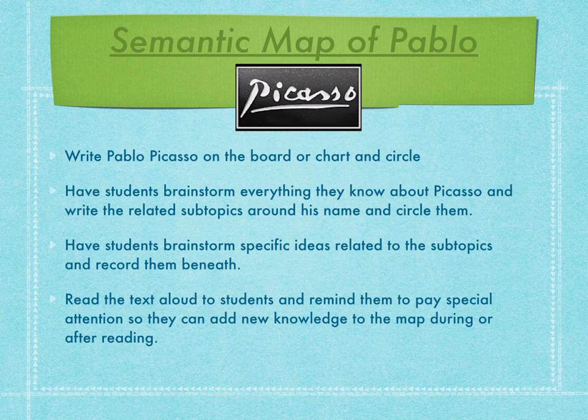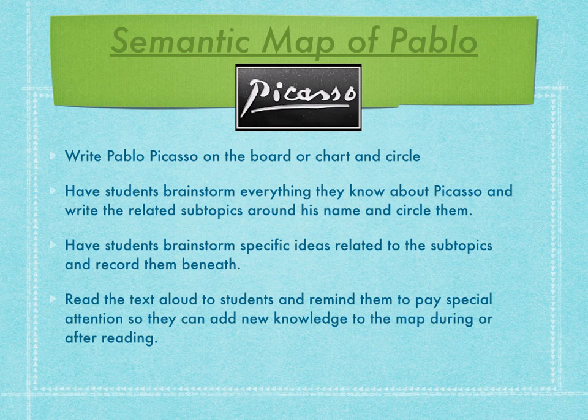So the first thing I would do with doing a semantic map of Pablo, I would write his name on the board or on a chart and circle it. I'd have all the students brainstorm everything they knew about Pablo Picasso in the past and kind of guide them and help them write subtopics around his name. Then you leave enough room so you can put other ideas and details under the subtopics, but go ahead and circle them and just make sure you do a really large circle. Have the students then brainstorm specific ideas related to the subtopics, and then have them record those underneath the subtopics.